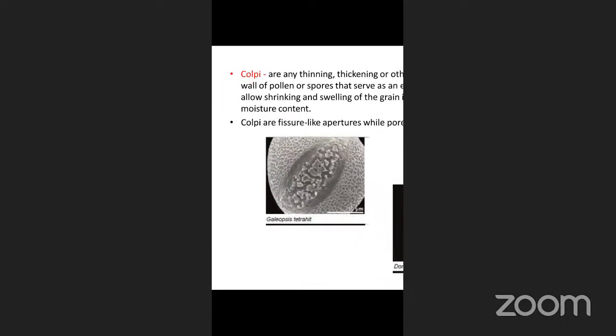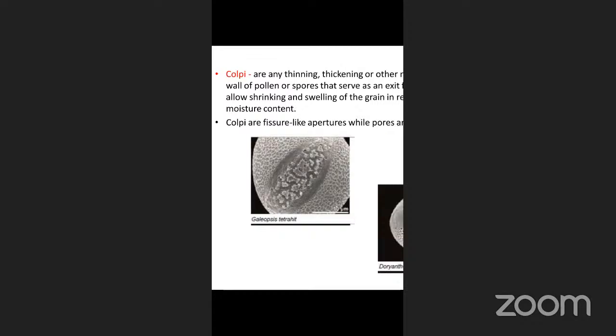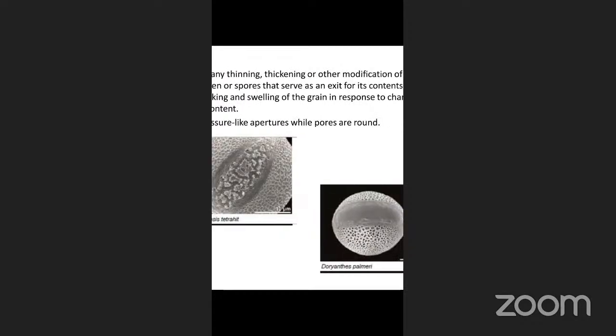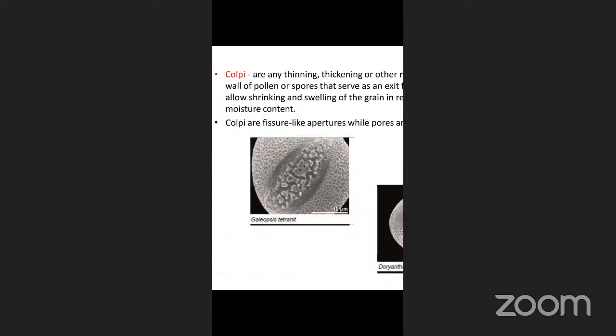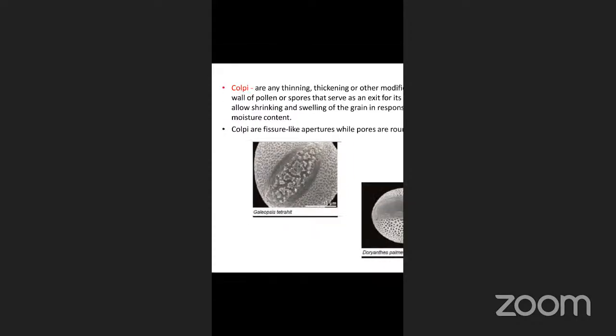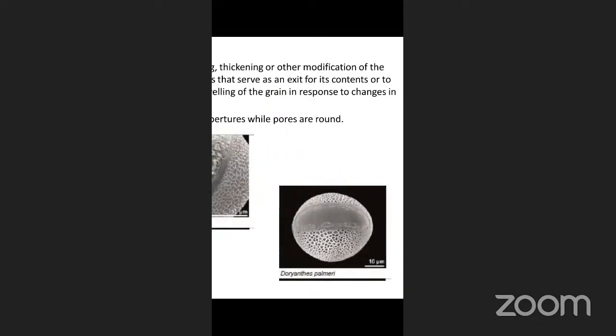Next, the NPC structure is there. The pollen grain shows pores and colpi. One thin layer shows one arrow-type symbol, that is plicate. Plicae means thickening or other modification of the wall of pollen grain spores. This is thickening.